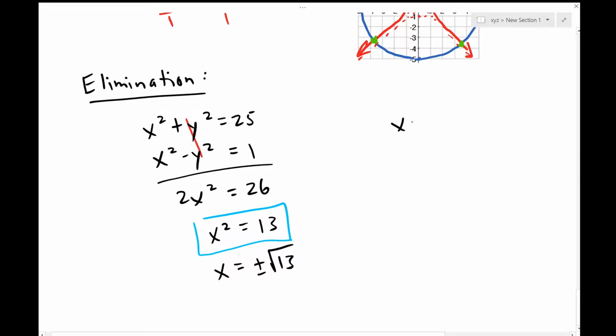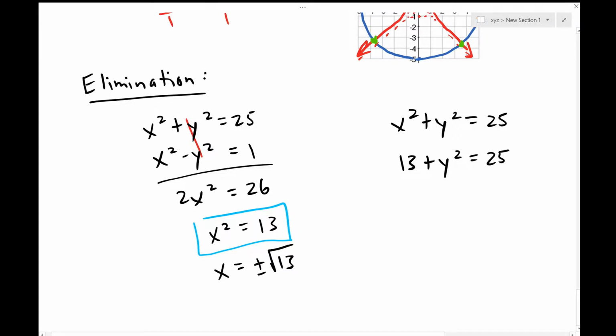So if I go back to the first equation, which was x squared plus y squared equals 25, I want to replace x squared with 13. So that's the easier way to go about this problem. Don't plug in the plus or minus root 13 for x. Just plug in what we know for x squared, since that's what's contained in the original equation anyway.